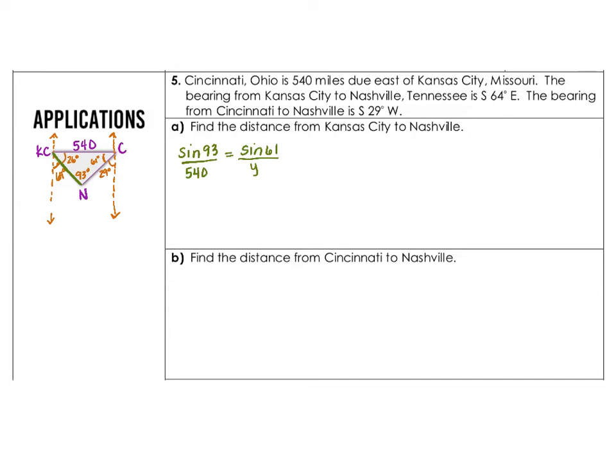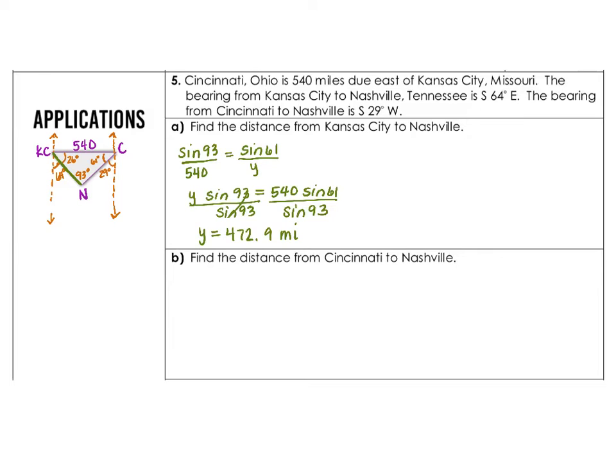And now we're back to cross multiplying. y times sine of 93 equals 540 times sine of 61. Dividing by sine of 93, we should get a side value, and again, that's going to be in miles. It's a distance. So it's going to be 472.9 miles. Alright, so now we have that side value.